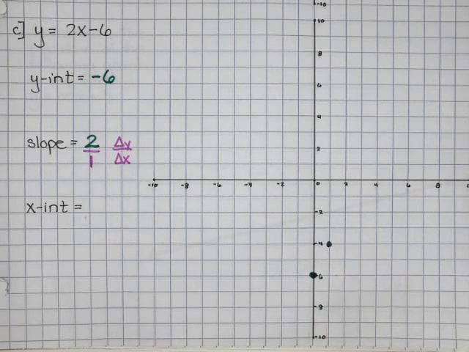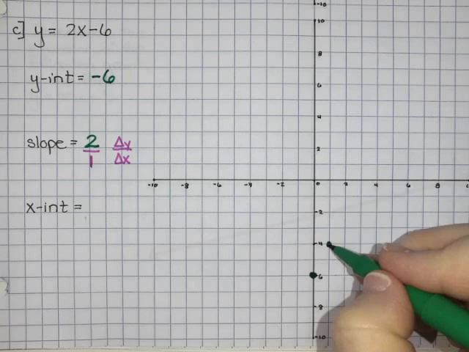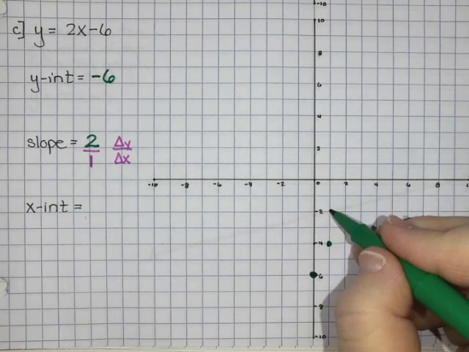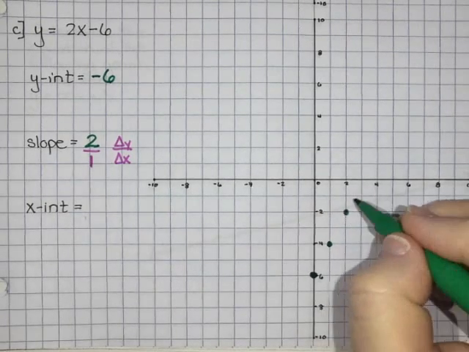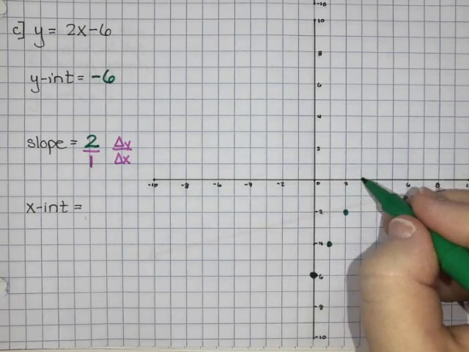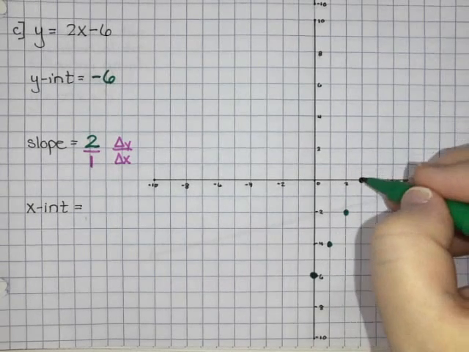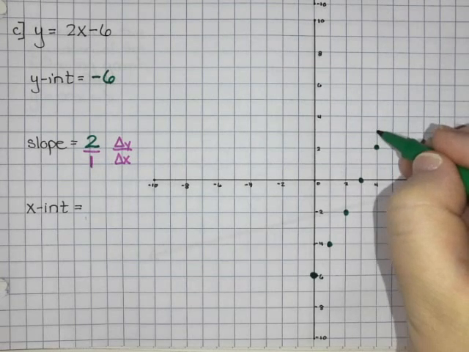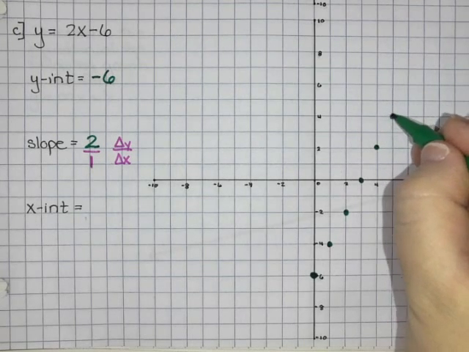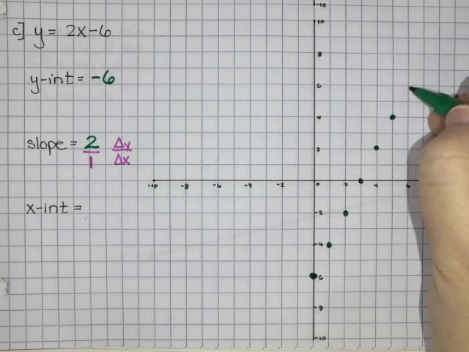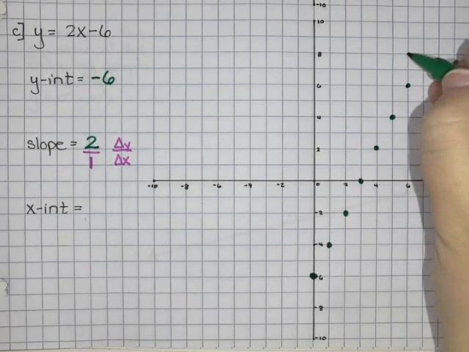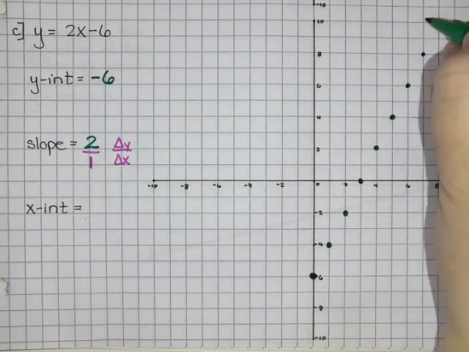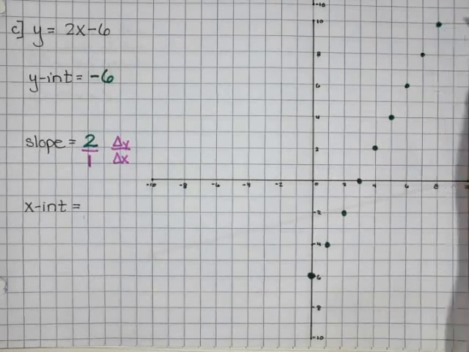And then I'm going to make my next point. And then I'm going to do it again. I'm going to add 2 onto y, add 1 onto x, and repeat. And we just keep doing that until you hit the end of your grid. It's going to add 2, add 1, add 2, add 1, add 2, add 1.